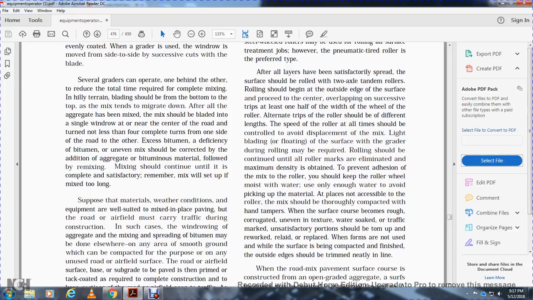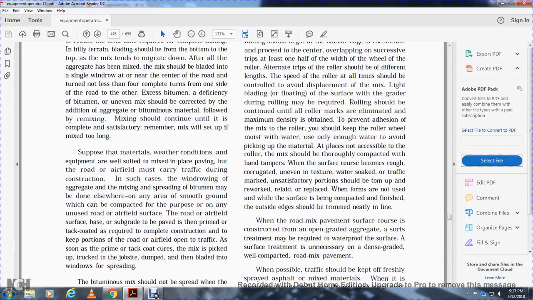If the surface of the course becomes rough, corrugated, uneven in texture, or water soaked with the traffic marks, the unsatisfactory portions should be torn up and removed, relaid, replaced, and reformed. The surface being compacted to finish, and the outer edge should be trimmed neatly in line.